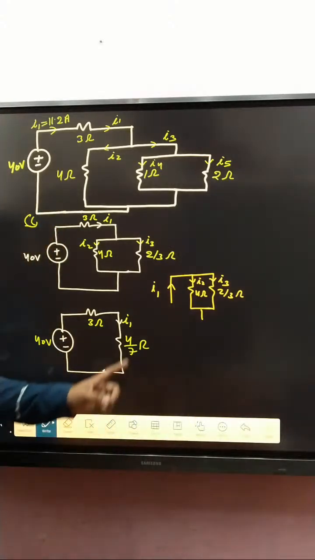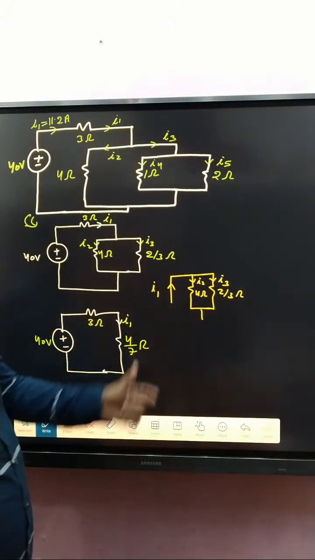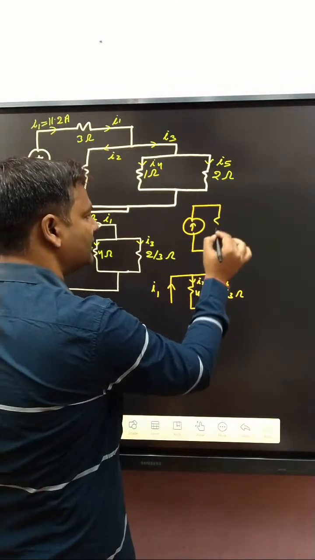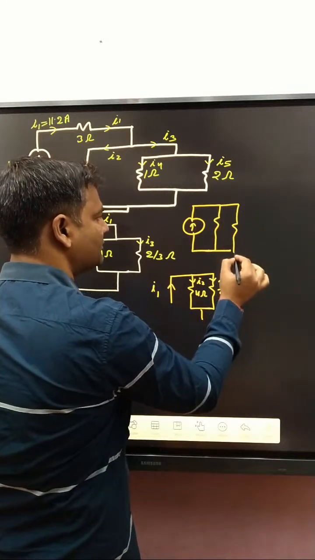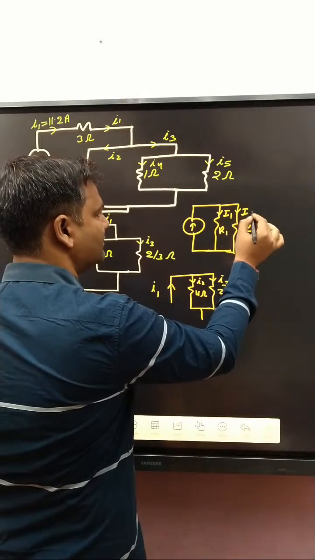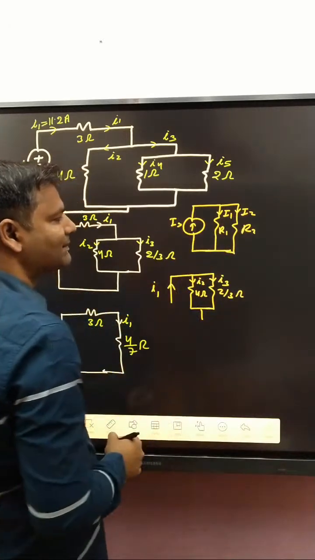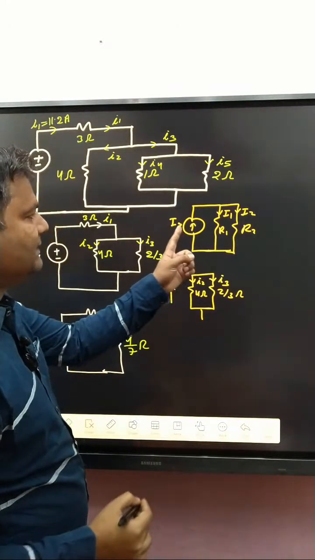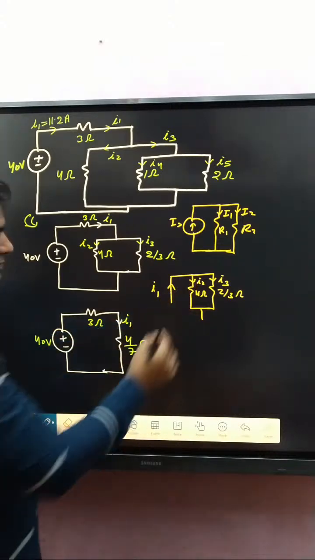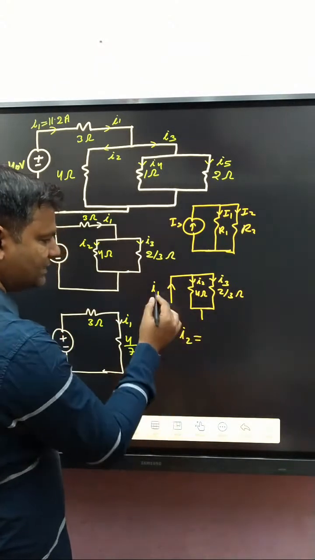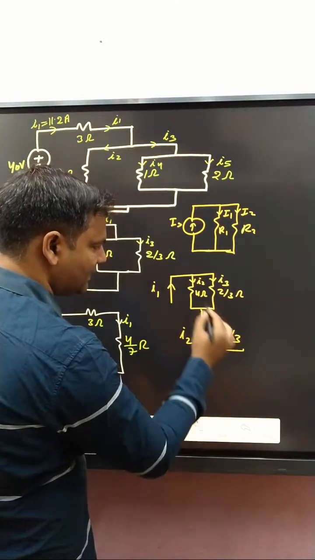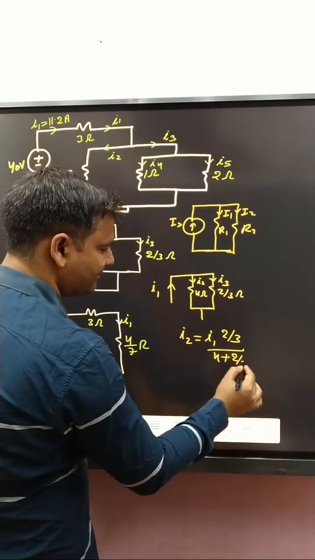Simply, if you compare this with the formula we have developed: here R2, here R1, here I1, here I2, here IS. I1 is written as IS into R2 divided by R1 plus R2. Same thing, if you determine the I2 current, I2 is I1 into 2 by 3 divided by 4 plus 2 by 3.